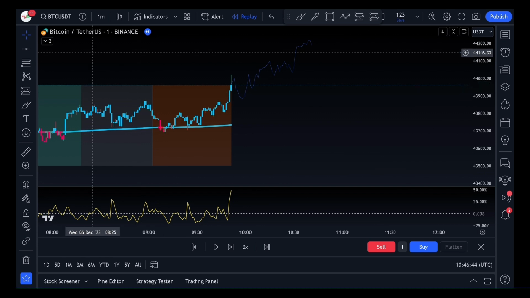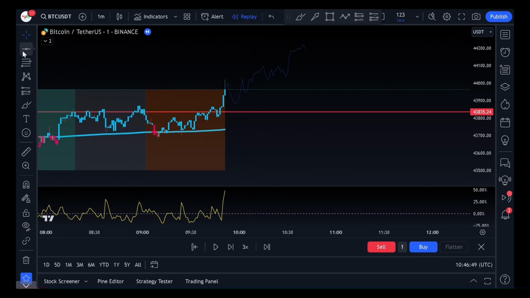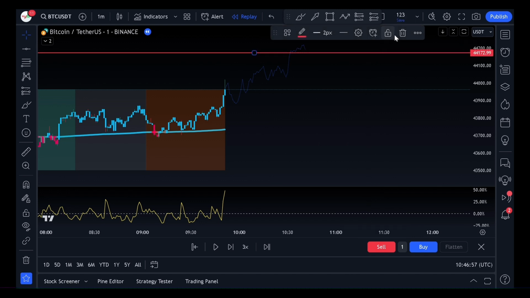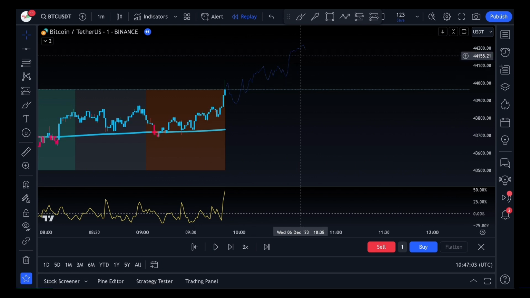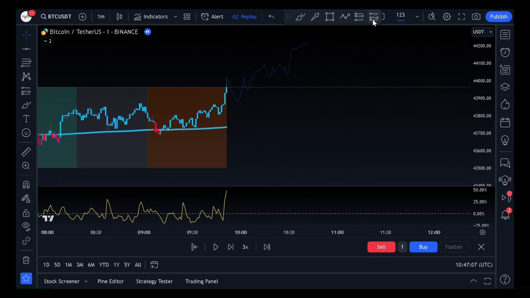For example, if this is your stop loss level and this is your take profit level, this line shouldn't touch this level, but it definitely should go beyond this level. The third condition is that this volume oscillator should be above the zero line to indicate that there is enough volume in the market to push the price in the direction of our trade. All conditions are met on this candle. So we're going to enter a long trade.